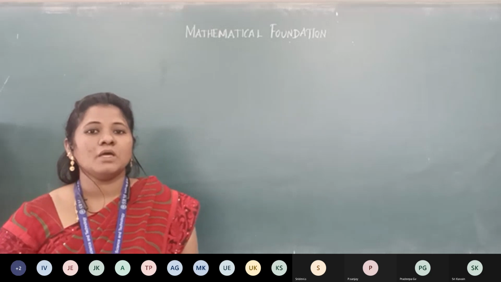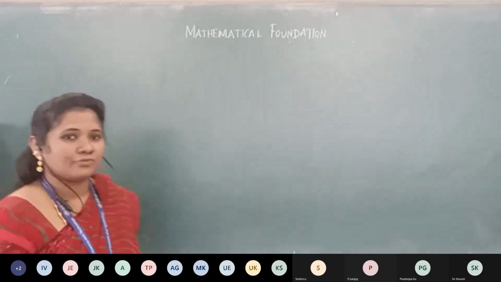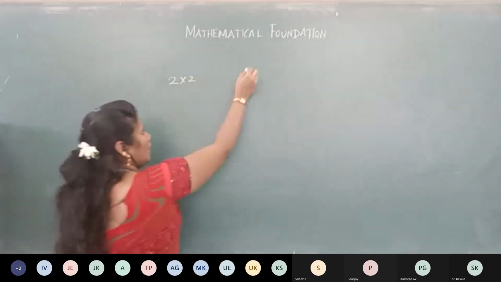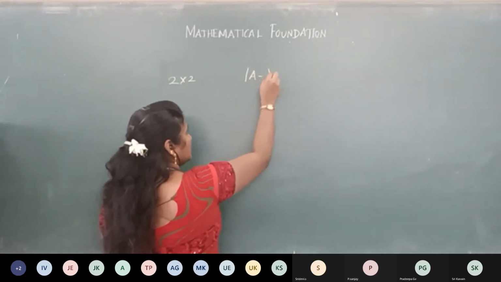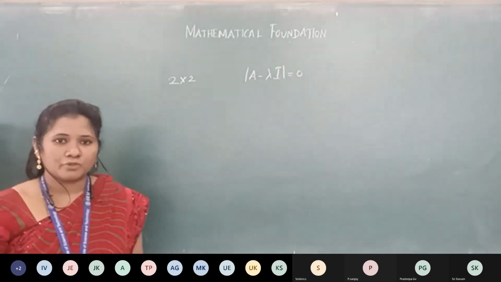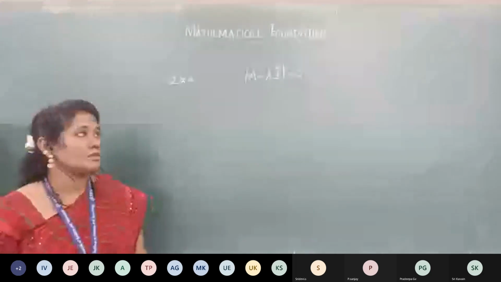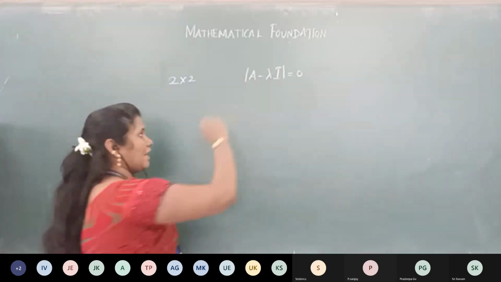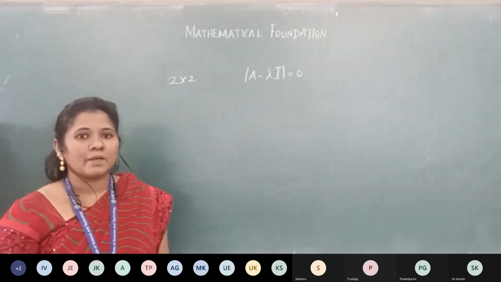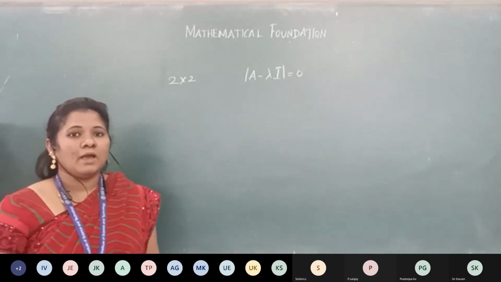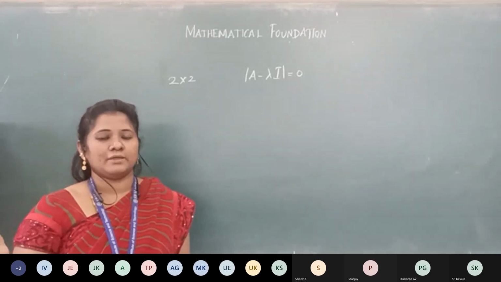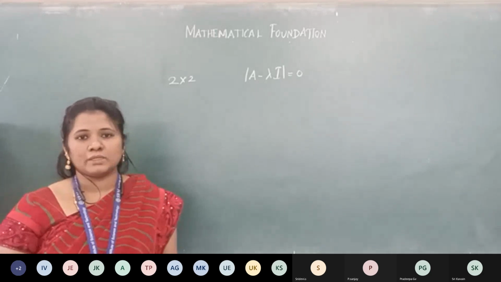For a 2 cross 2 matrix, what was your formula? For your 2 cross 2 general formula, A minus lambda I is equal to 0. For a 3 cross 3 matrix, your general formula to find your characteristic equation is the determinant of A minus lambda I equal to 0. But when you use the direct formula, you can do it in just a second, in minutes.